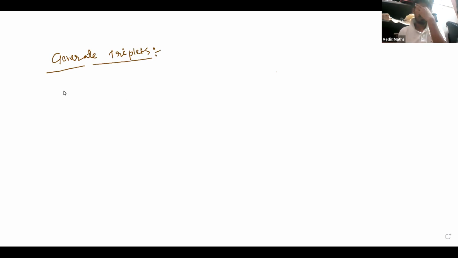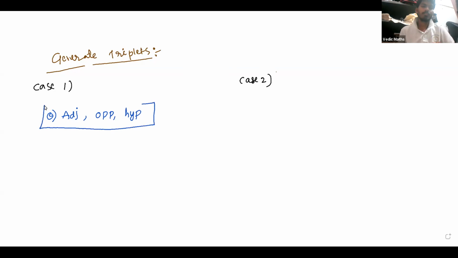Actually, in the triplets, we are categorizing them. I mean, we are taking case one and case two. We are doing case 1 for one type and case 2 for the other. Though we have the triplet, theta is equal to adjacent side, opposite side and hypotenuse. So this is a triplet.